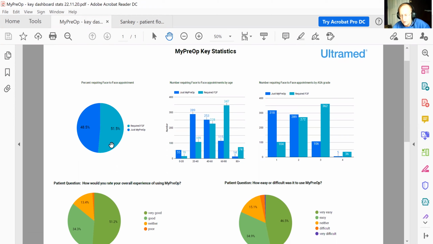And we've got a live carbon dashboard associated with this in terms of the amount of carbon saved by avoiding journeys. And then in terms of the patient experience, you can see here that 51.2% are saying it's very good, with 34% saying it's good, and patients also finding it easy to complete.